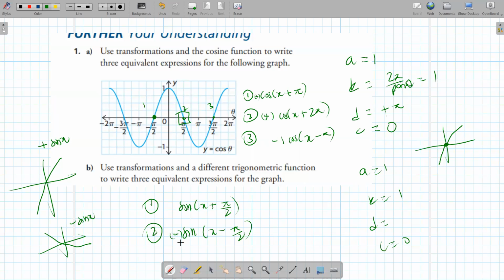Okay. And for the third one, it's going up. So it's going to be sine x minus 3 pi over 2. 3 pi over 2 units to the right.